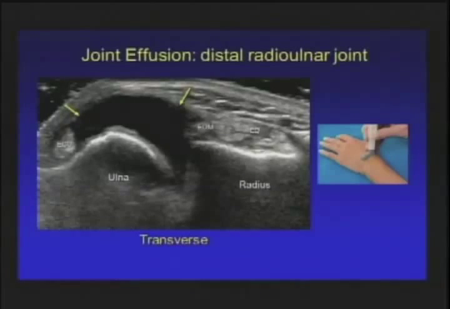So remember the distal radial ulnar joint, I tend to look short axis at the radius and ulna. Here's the radius, the ulna. And here we see anechoic fluid coming out around the ulnar head from the distal radial ulnar joint.